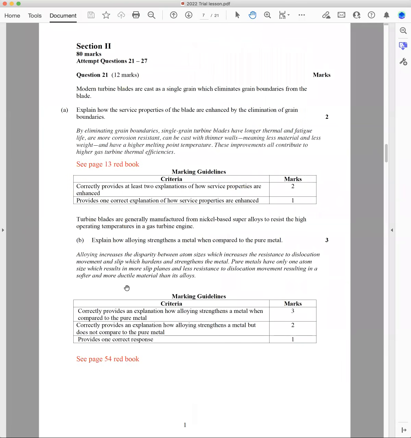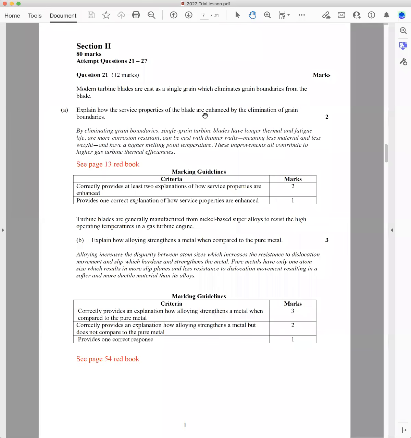Okay, section 2. Modern turbine blades are cast as a single grain. They've been cast as a single grain since the early 70s, which eliminates grain boundaries from the blade. And you can look this up on YouTube. It's a really fascinating method that they use. They call it a pigtail that they force the metal through. And the turbine blade just grows as a single grain, so you haven't got any grain boundaries in it.